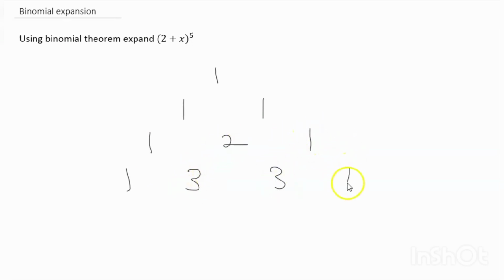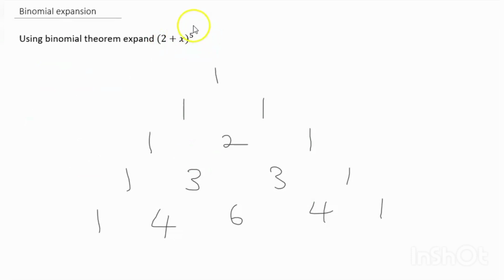And we have a 1 at the end. Okay, so we have a 1 at the start. 1 plus 3 is 4. 3 plus 3 is 6. 3 plus 1 is 4. And we have a 1 at the end. So now you could ask, well, how exactly do I know when to stop?